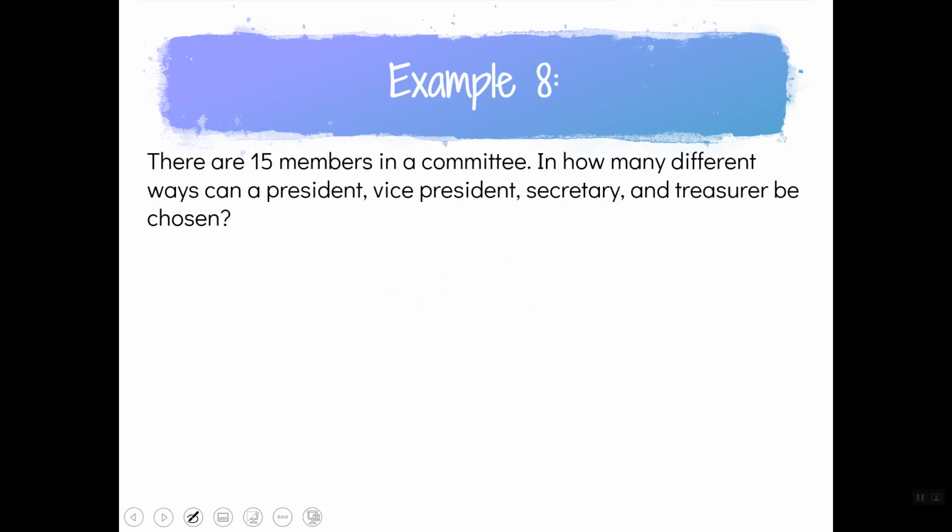Example 8. There are 15 members in a committee. Again, we're picking offices, so we have 4 to pick from. So we say, okay, I've got 15 people to pick from. And then out of that 15, I'm picking 4 because there's 4 positions.